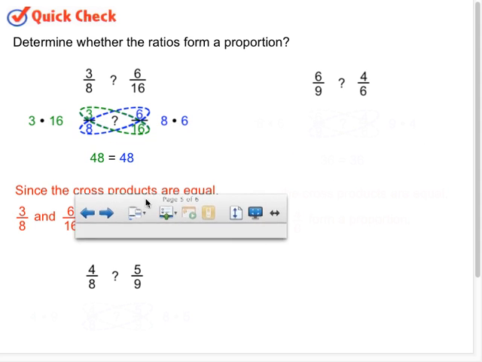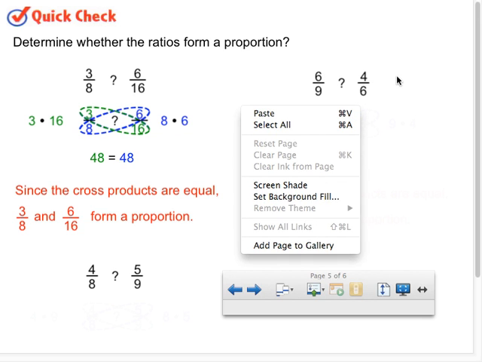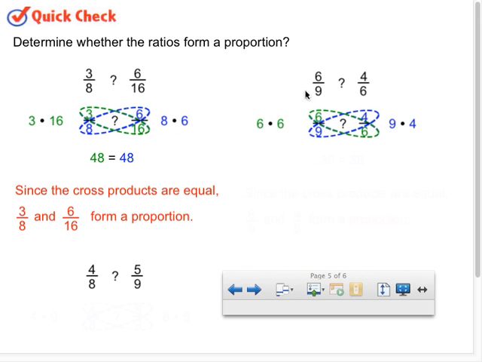Who's got the next one over here? Somebody I haven't heard from yet. Fatima, go ahead. I multiplied 9 times 4, which got me 36. So 9 times 4 gave you 36. What else did you multiply? And 6 times 6 also got me 36. Okay. Which also got you 36. And what does that mean?